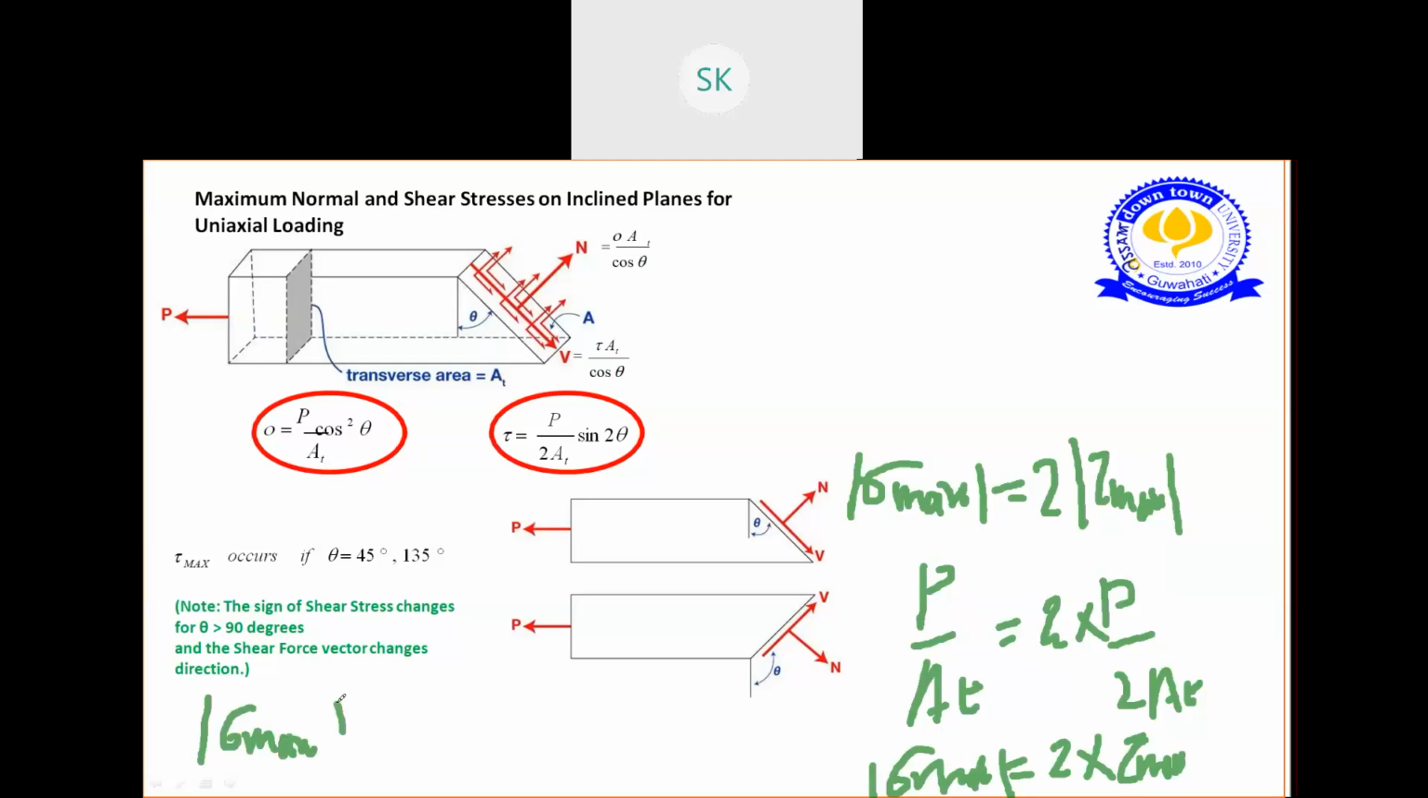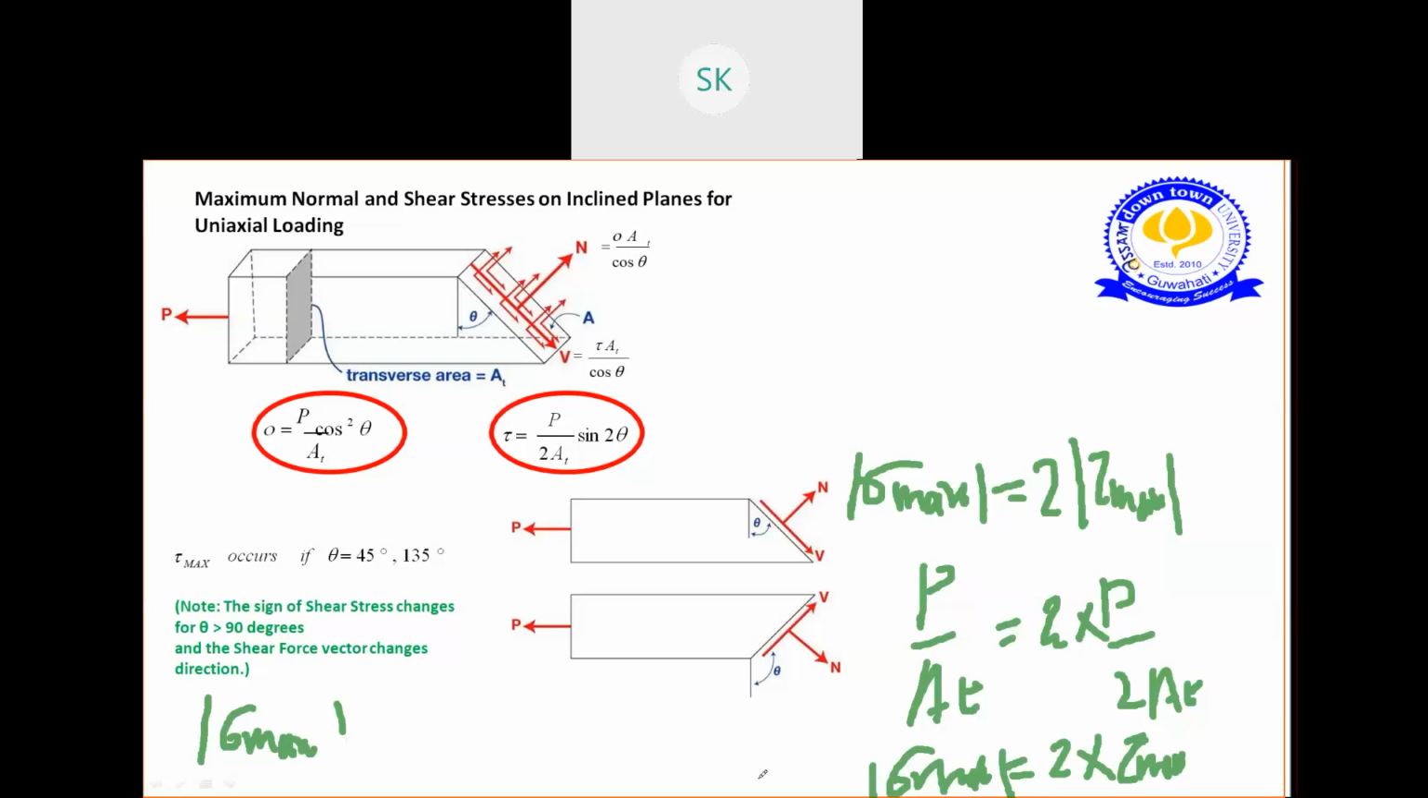So here the important relation is magnitude of sigma max equals twice of magnitude of tau max. Hope this part is clear.